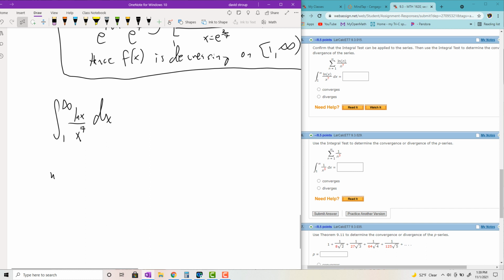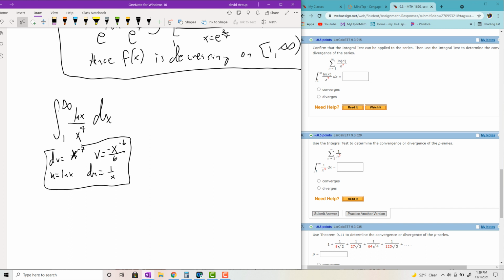You can make u equal ln x, and then dv is going to be 1 over x to the 7th. In other words, x to the negative 7, right? And then v, add 1 to the old exponent, so it would be x to the negative 6, divide now by the new exponent, so it's going to be negative x to the negative 6 over 6. du of this is 1 over x.